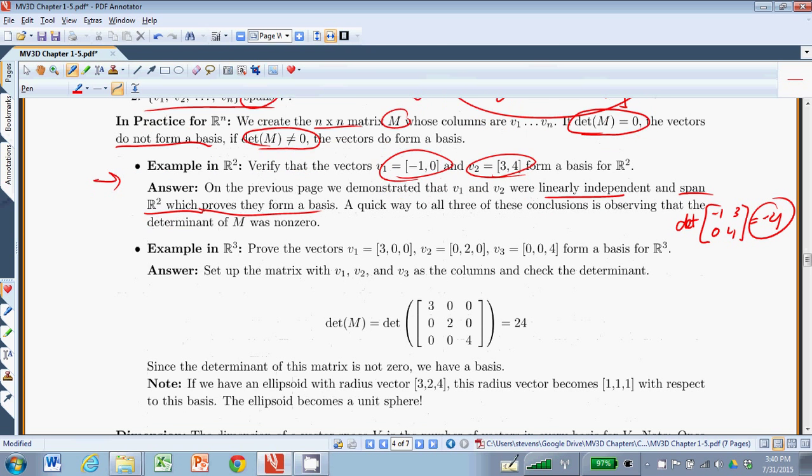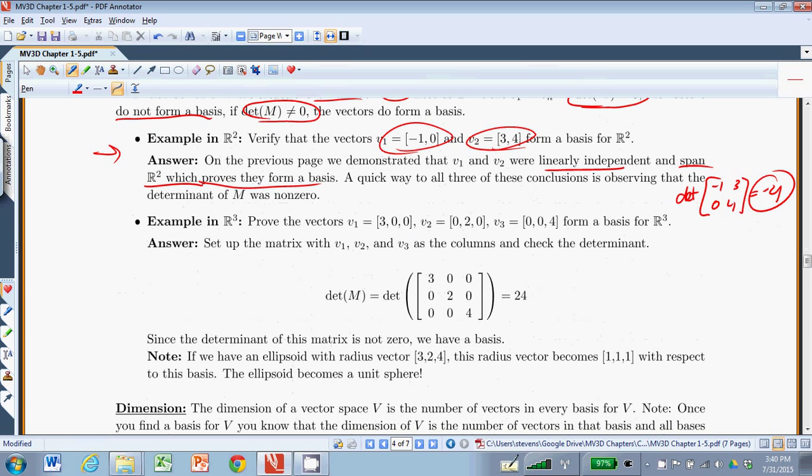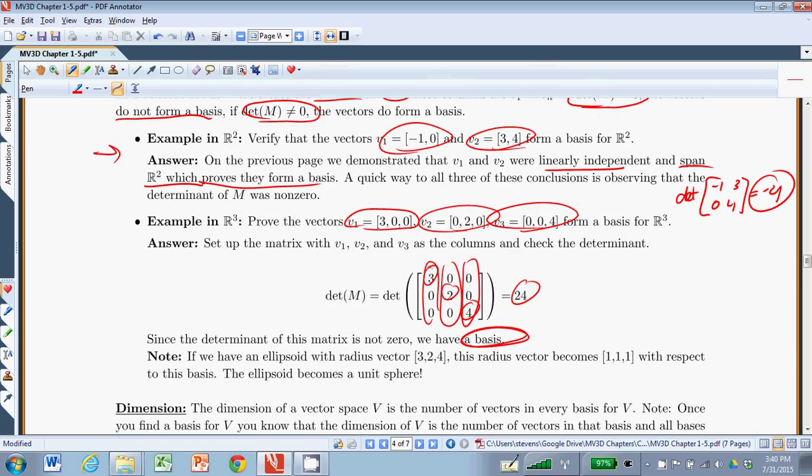In R3, prove that the vectors 3, 0, 0, 0, 2, 0, and 0, 0, 4 form a basis for R3. Super easy. There's V1, V2, V3. The determinant is 3 times 2 times 4. The determinant is 24. I have a basis. It's that simple. There's a lot going on in defining a basis, but when you set them up into matrix form, determining whether or not you have a basis is really quite simple.